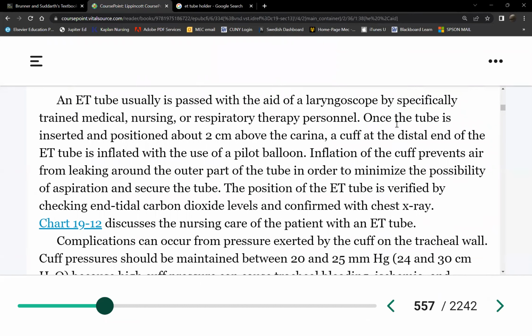So let's start with number 1. Let's just go down the list. The chapter. So is it our job to verify tube placement? Yes. Okay. It should be sitting 2 centimeters above the carina. Where is the carina?